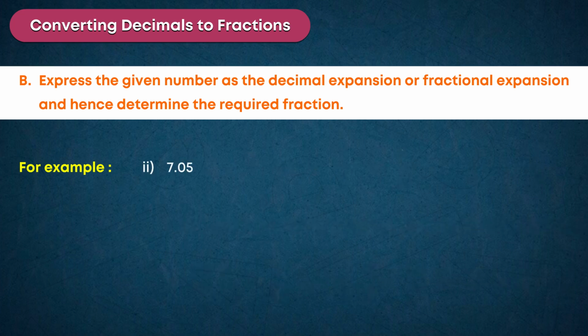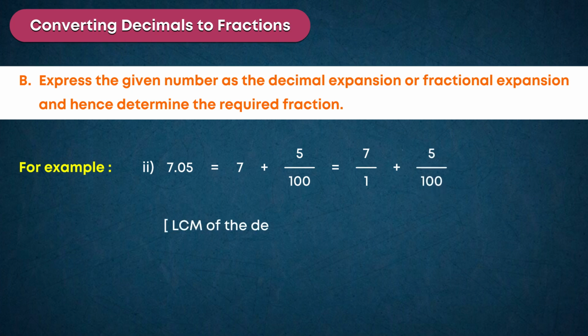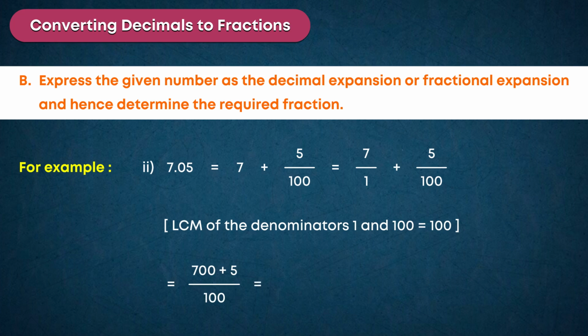2. 7.05 is equal to 7 plus 5 by 100 is equal to 7 by 1 plus 5 by 100. LCM of the denominators 1 and 100 is equal to 100 is equal to 700 plus 5 by 100 is equal to 705 by 100, or 7 and 5 by 100.